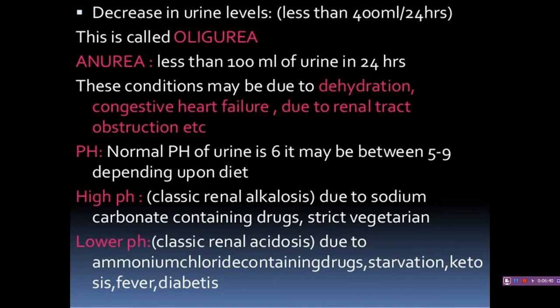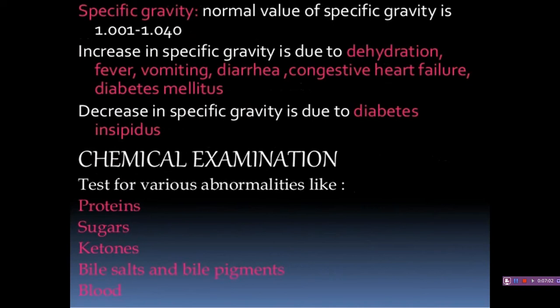Now the pH. Normal pH is 6, but it may vary from 5 to 9 depending upon the diet. High pH, classic in renal alkalosis, is due to sodium carbonate containing drugs, and in vegetarians. Lower pH, classic in renal acidosis, is due to starvation, ketoacidosis, fever, diabetes. Specific gravity, normal specific gravity 1.001 to 1.040. Increased specific gravity is seen due to dehydration, fever, vomiting, diarrhea, congestive cardiac failure, diabetes mellitus. Decreased specific gravity is seen in diabetes insipidus.